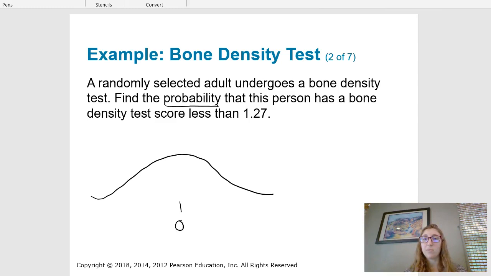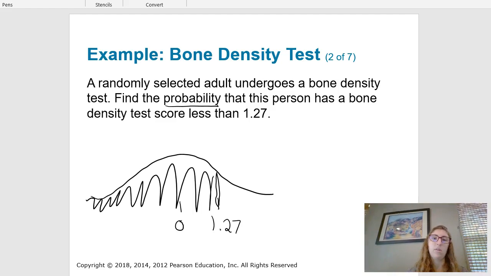So which side is 1.27 going to be on? Our right side. Remember, our right side has positive z-scores and our left side has negative z-scores. Okay, so 1.27 is going to be over here. And let's see, we want less than 1.27. So we're going to be shading to our right or to our left? To our left, because we want less than 1.27. Okay, so for all of these problems, please draw yourself a picture. Label your z-score, shade in your area, keep you from making mistakes.